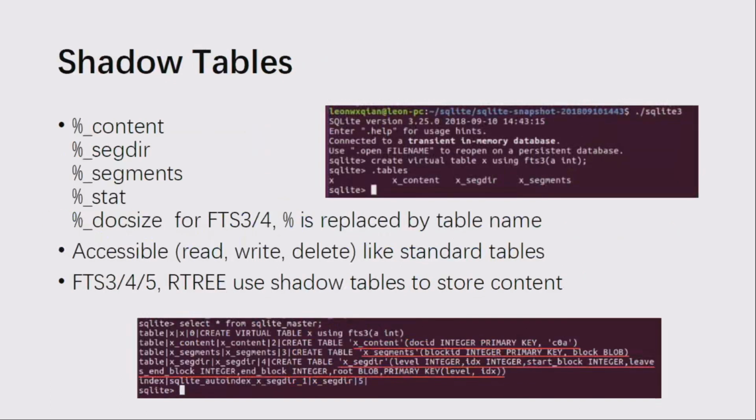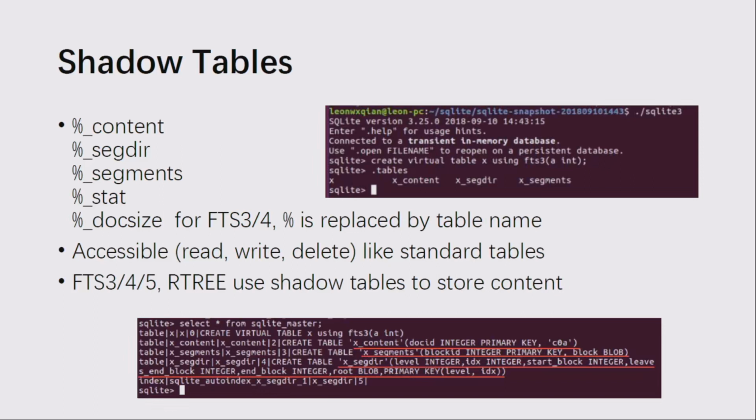The SQLite manual shows that these tables are called shadow tables. There are 5 types of shadow tables. Content, segdir, segments are for FTS3 or 4, and stat and docsize are FTS4 only. However, because those tables are treated like standard tables, you can create the corresponding stat and docsize tables, even if you are operating on an FTS3 table. You can create stat and docsize with a simple create table statement, because SQLite itself is doing this too.